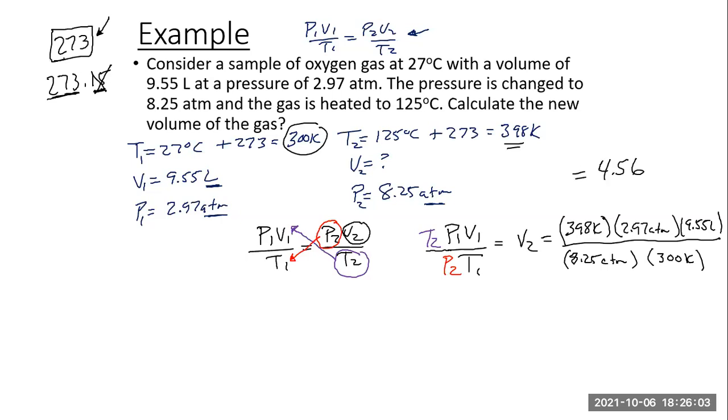In terms of the units, the Kelvin on top and bottom cancel. The atmospheres on top and bottom cancel. That leaves us liters as our units, based off of the other volume, which was liters. Any questions on that one?